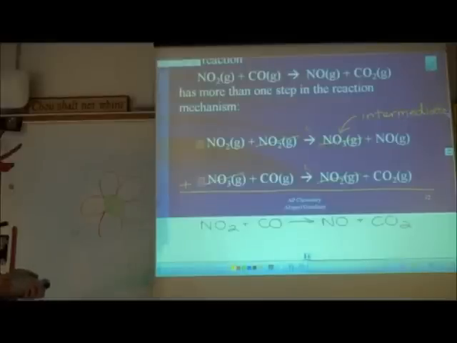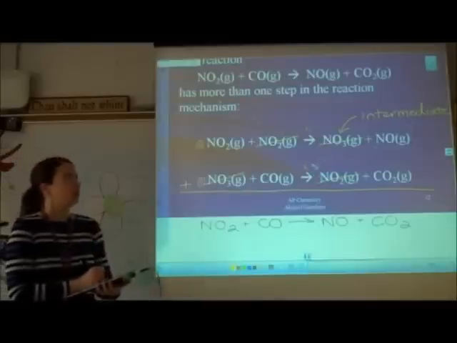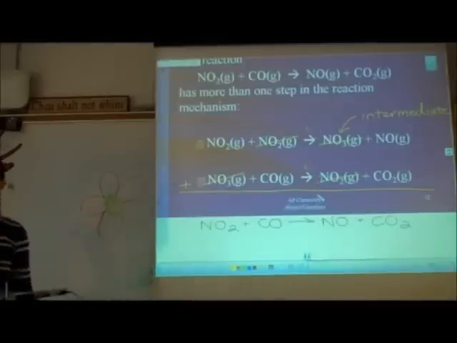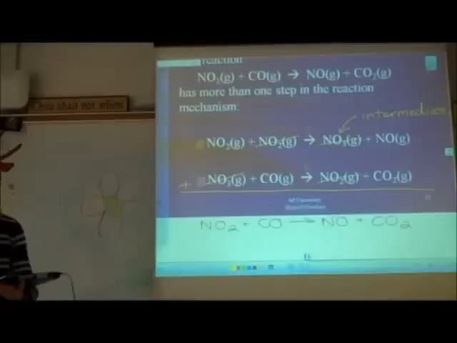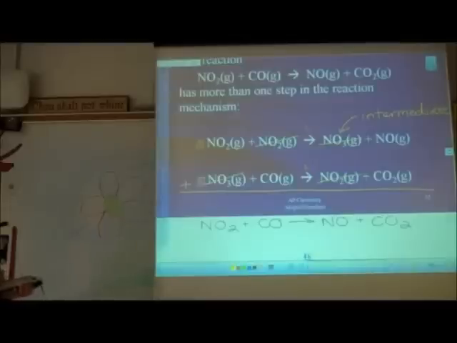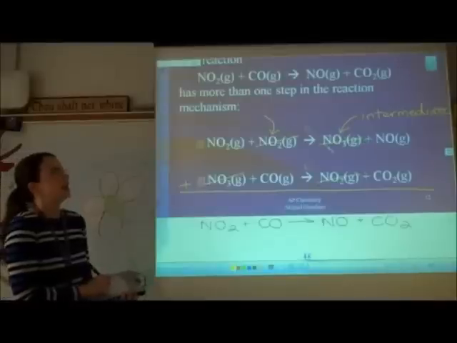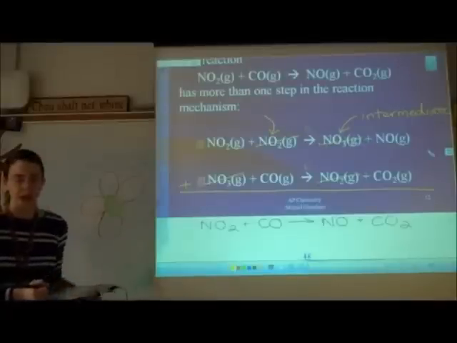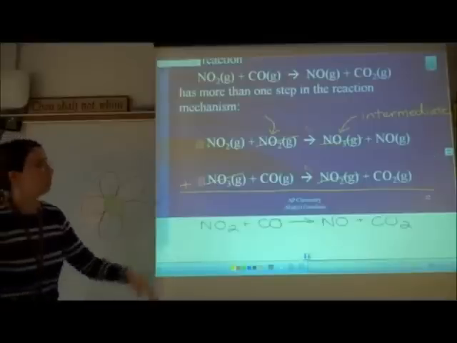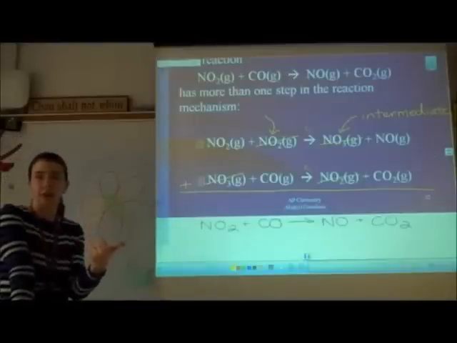Okay? An intermediate within a reaction mechanism. It's always something that gets canceled out, but it's not just anything that gets canceled out. For example, that's not an intermediate. That's called something else. In order for something to be an intermediate, first of all, it has to cancel out.